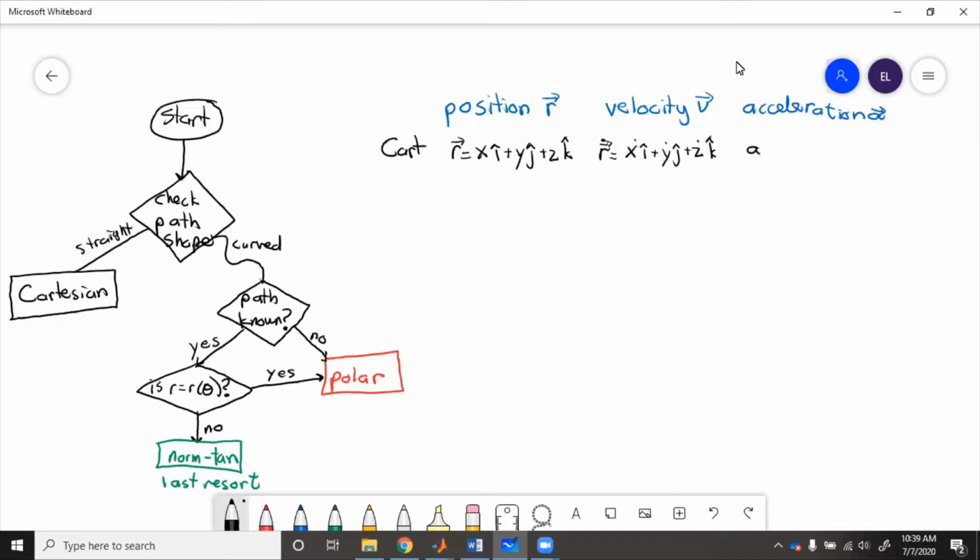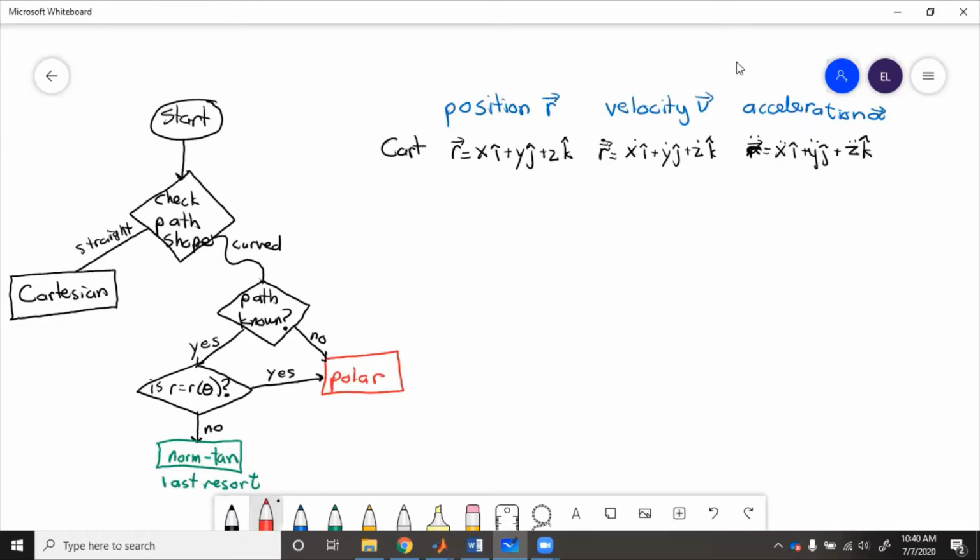Acceleration, a equals r double dot, which is just x double dot i hat plus y double dot j hat plus z double dot k hat. So Cartesian's really easy because the x, the y, and the z will change with time, but the i, the j, and the k do not. The direction vectors are static. The position changes, but the direction of that coordinate frame doesn't change. The coordinate frame is fixed.